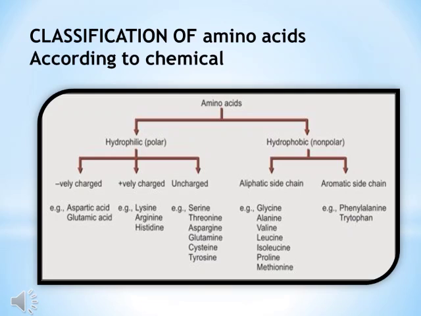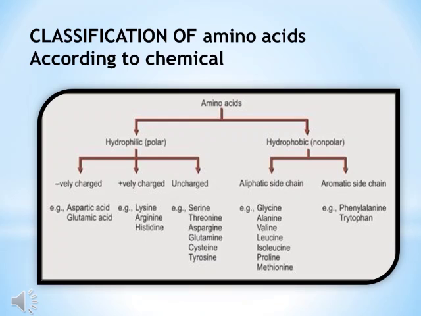We have another classification according to side chain: non-polar side chain and polar side chain. Non-polar side chains are aliphatic and aromatic. The aliphatic non-polar side chain amino acids are glycine, alanine, valine, leucine, isoleucine, methionine, proline. The aromatic non-polar side chain amino acids are phenylalanine and tryptophan.